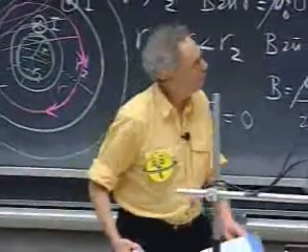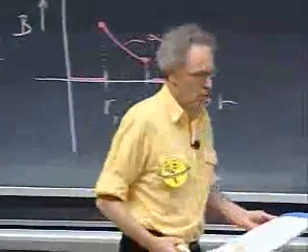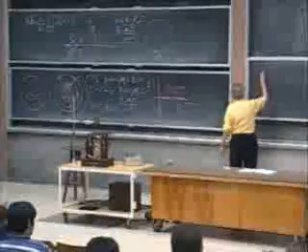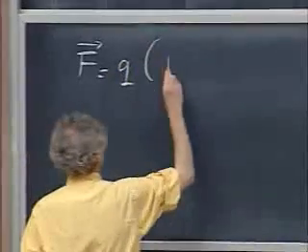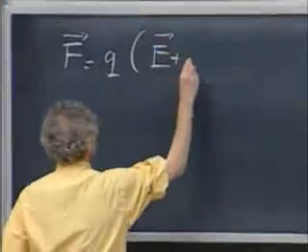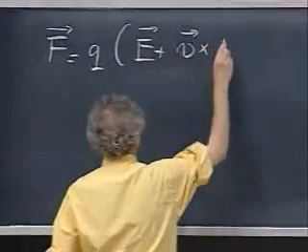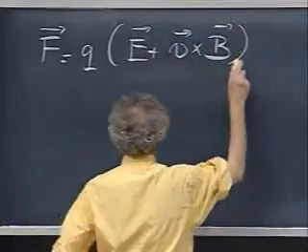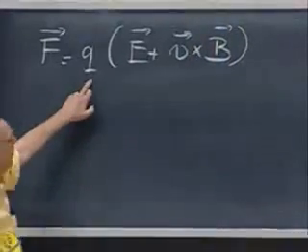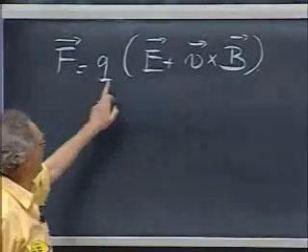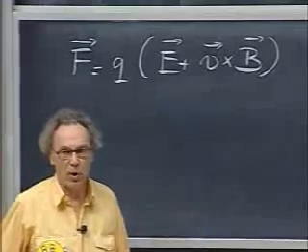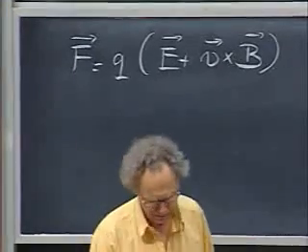So now I want to turn to Lorentz forces. The Lorentz force, F, is Q times E plus V cross B. This is the charge which is moving with velocity V in a magnetic field B, and at the location of that charge there happens to be also an electric field E.